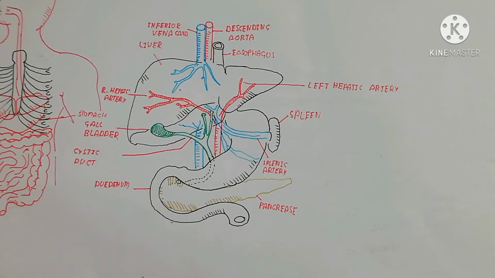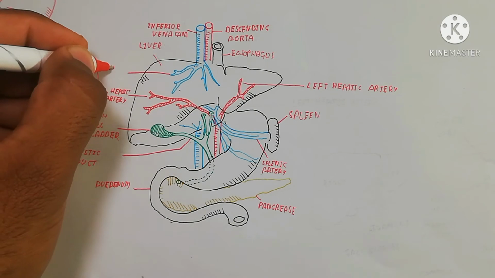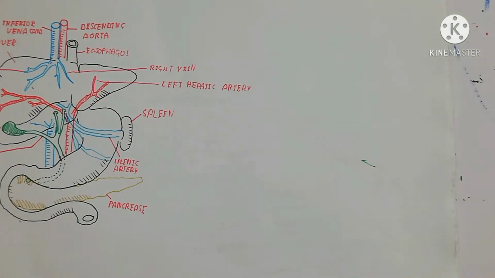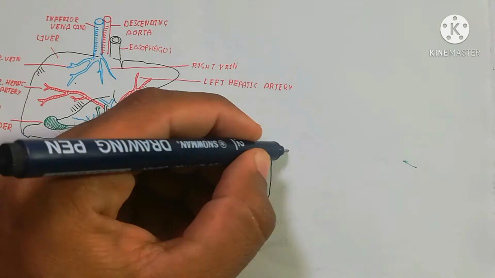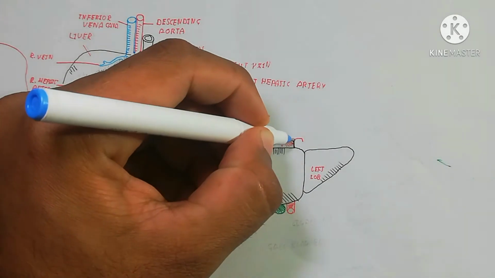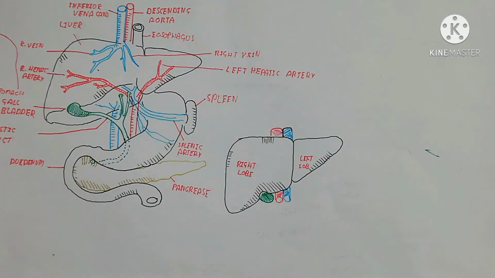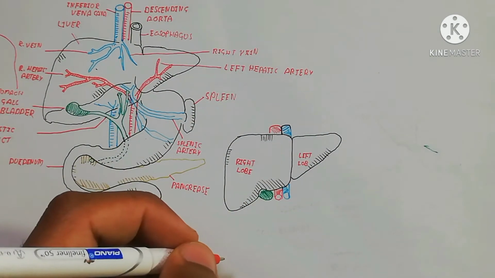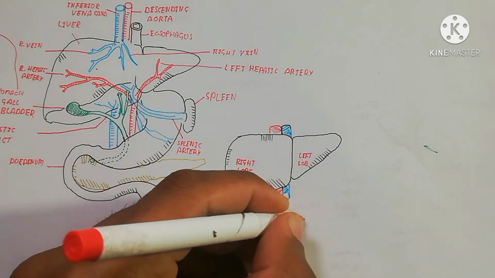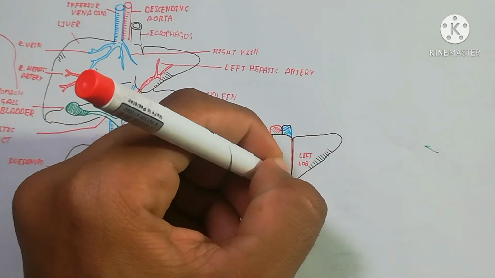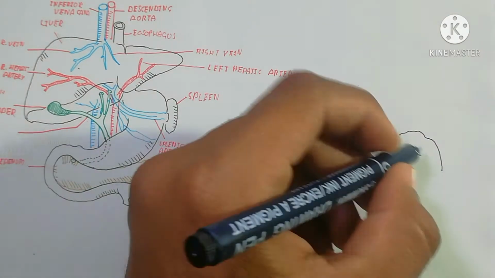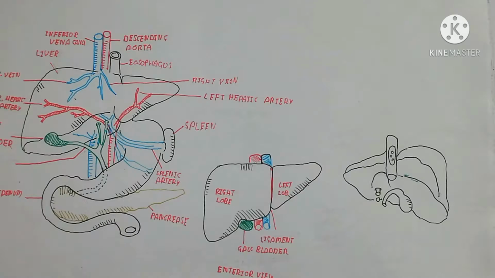Here is the duodenum, and here is the pancreas beside the duodenum, and here is the spleen, as well as the right hepatic vein and left hepatic artery. This structure looks like the front view, and it contains a ligament which separates the small left lobe and the large right lobe. Here is the ligament, and the gallbladder looks like that, in a green color.